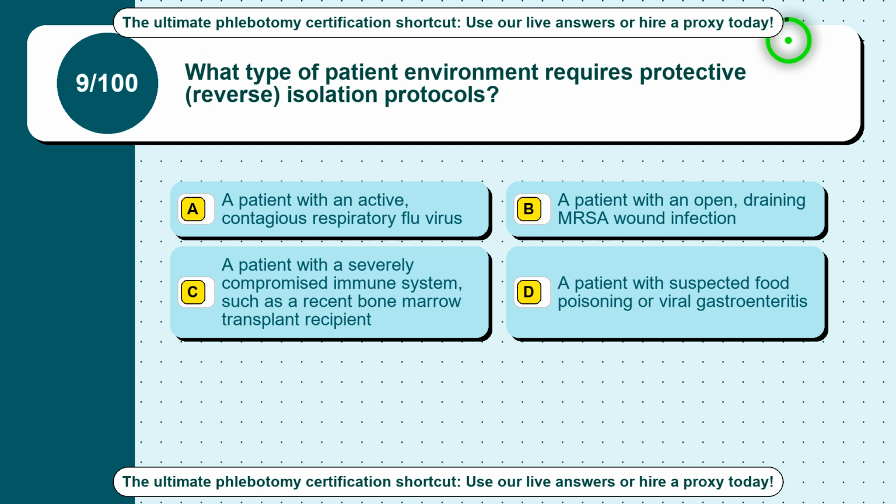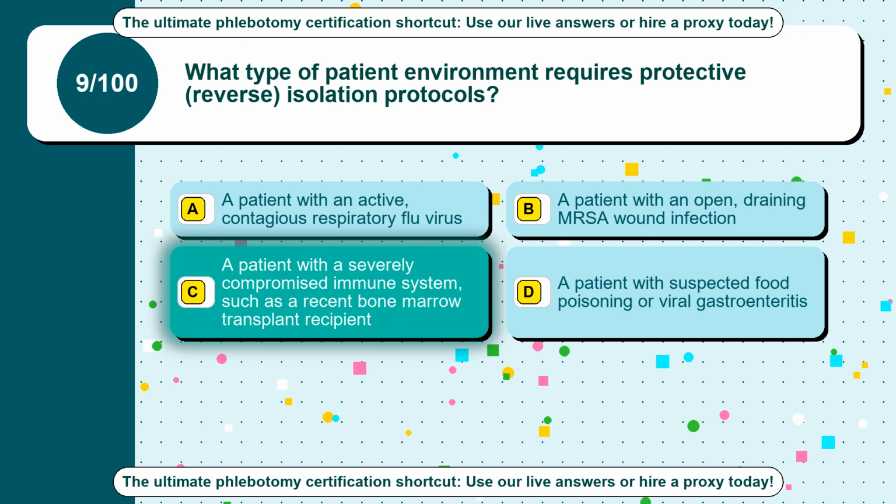Question 9. What type of patient environment requires protective, reverse, isolation protocols? Option A. A patient with an active, contagious respiratory flu virus. Option B. A patient with an open, draining MRSA wound infection. Option C. A patient with a severely compromised immune system, such as a recent bone marrow transplant recipient. Option D. A patient with suspected food poisoning or viral gastroenteritis.